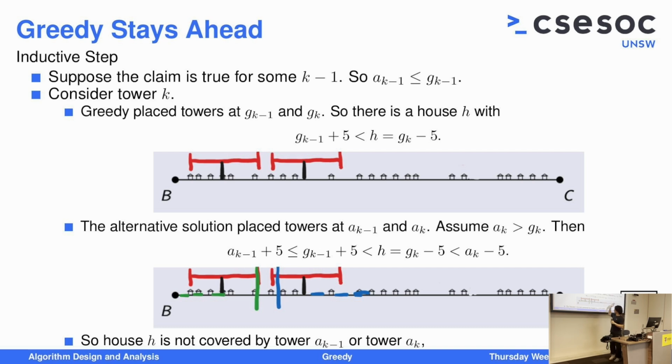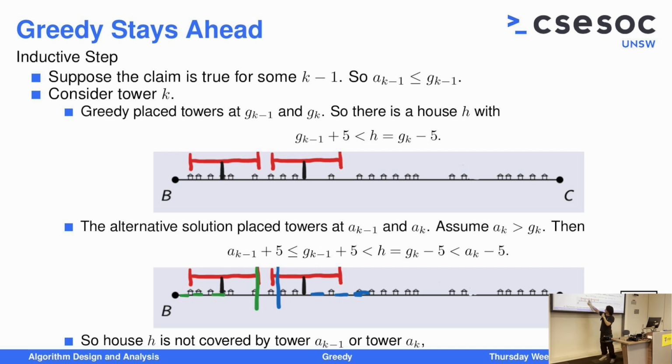So gk minus 1 is on this side of h, and it's on the very limit, and ak minus 1 plus 5 is less than or equal to that. Whereas we have h is equal to gk minus 5, but ak minus 5 is greater. Sorry, less than. And the problem with this is this case exactly here.